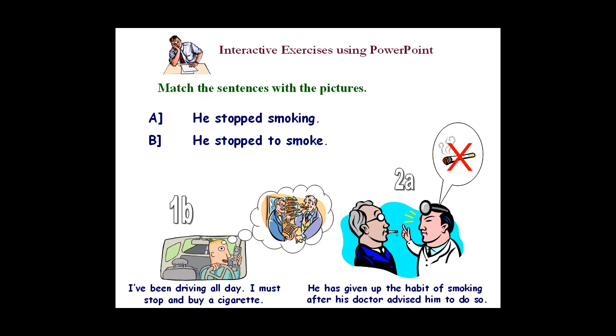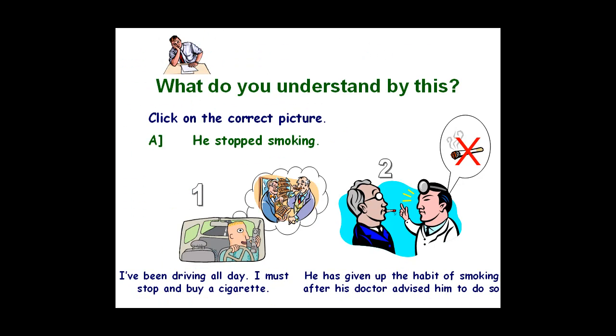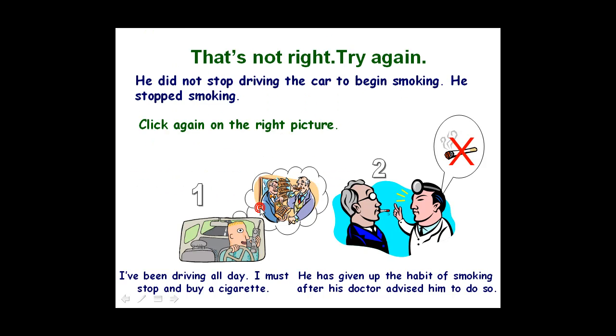Or I can convert the same exercise into action buttons. Just click on the correct picture. I can do it this way also. Suppose he stopped smoking. Suppose I click this picture. The feedback is he did not stop the car, driving the car to begin smoking, he stopped smoking. Click again on the right picture. So they will have to read this again.